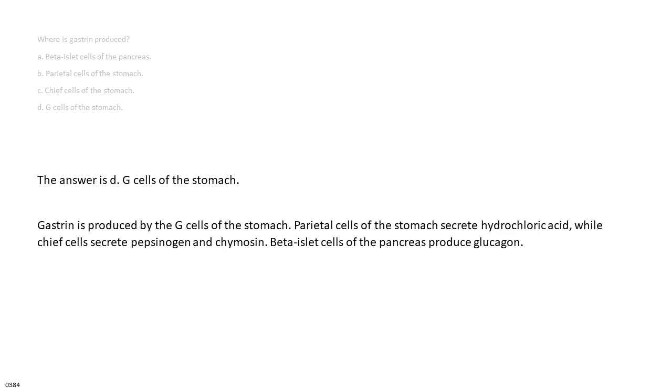Gastrin is produced by the G cells of the stomach. Parietal cells of the stomach secrete hydrochloric acid, while chief cells secrete pepsinogen and chymosin. Beta-islet cells of the pancreas produce insulin.